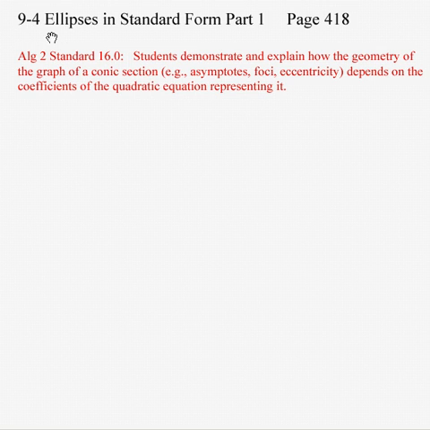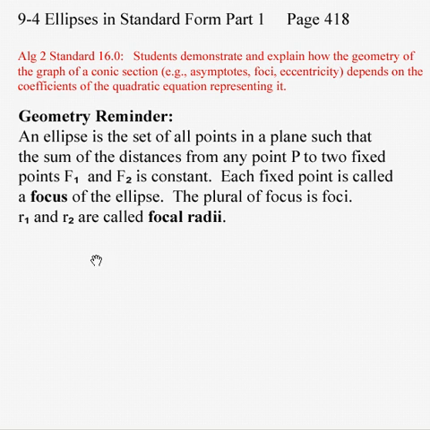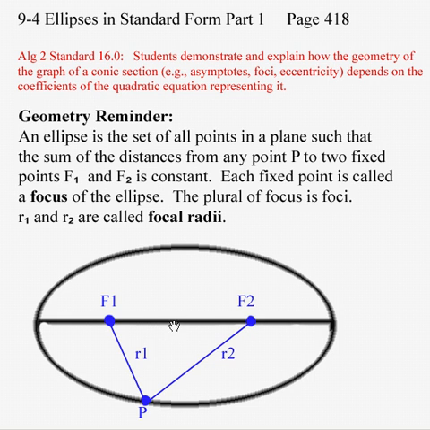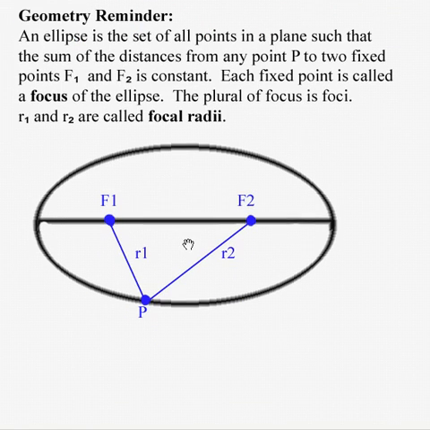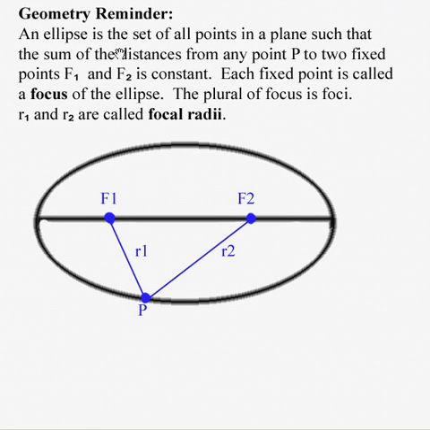In Chapter 9, Section 4, we're going to take our first look at an ellipse. We are still working on Algebra 2 State Standard number 16. The geometric definition of an ellipse, it'll help if I have the picture here, is the set of all points in a plane such that the sum of the distances from any point P to two fixed points, which we're going to call f sub 1, f sub 2, is a constant distance.